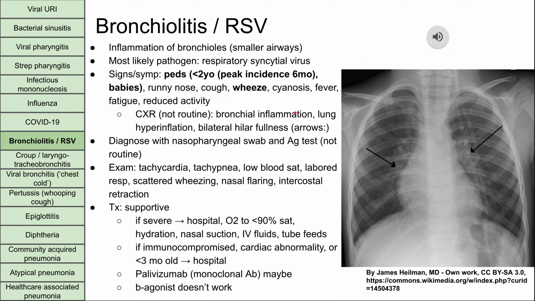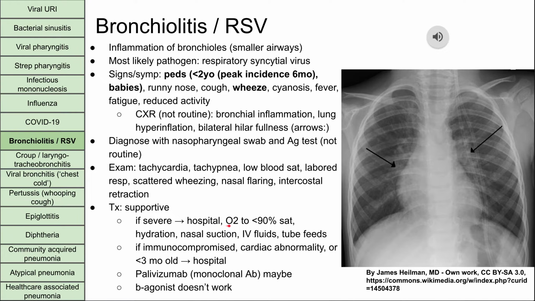And some of these symptoms at the end are if it gets really bad. You might see the kid have nasal flaring, some intercostal retraction. You might start seeing abdominal breathing, like the kid really sucking in with his abdomen, trying to get some air in. If it's really severe, you might send the kid to the hospital.